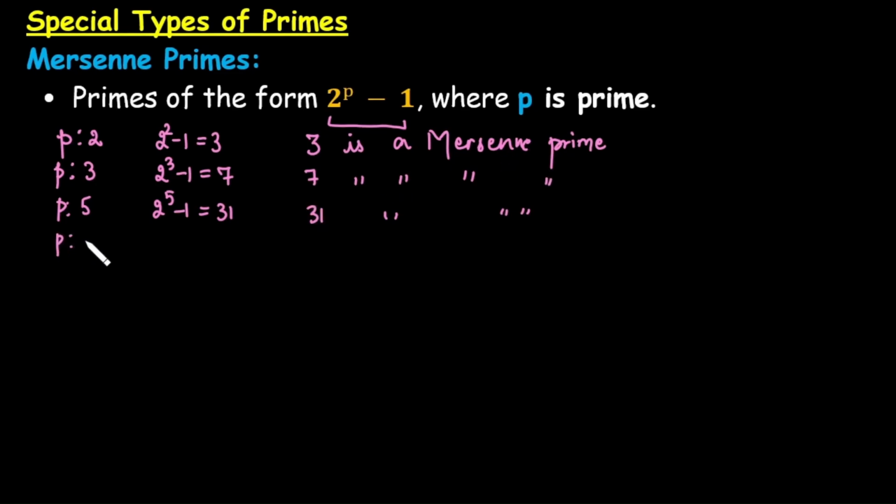For p equal to 7, what do we have? 2 raised to power 7 minus 1 is equal to 127. You can check by the previous result that this is a prime number. So we call it a Mersenne prime number.